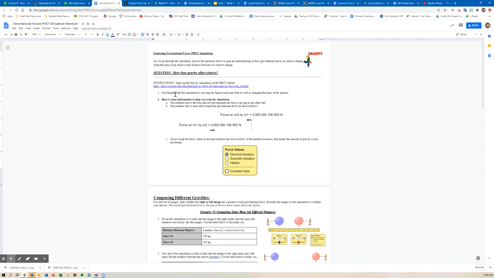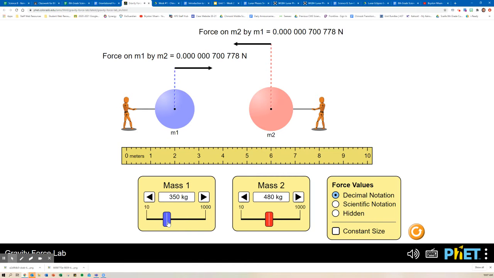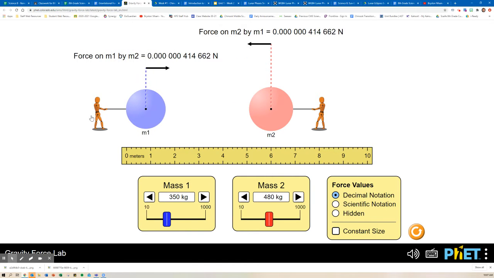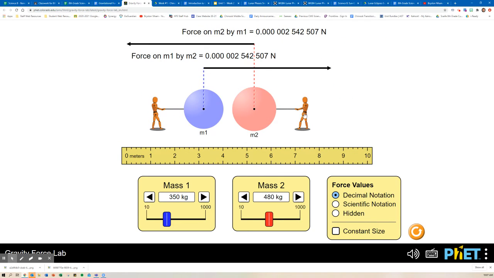First, you want to get familiar with the simulation by moving the figures back and forth, as well as changing the mass of the spheres. It gives a little sound when you change it, but you can change the mass of the spheres, and you can also pull and drag the people.